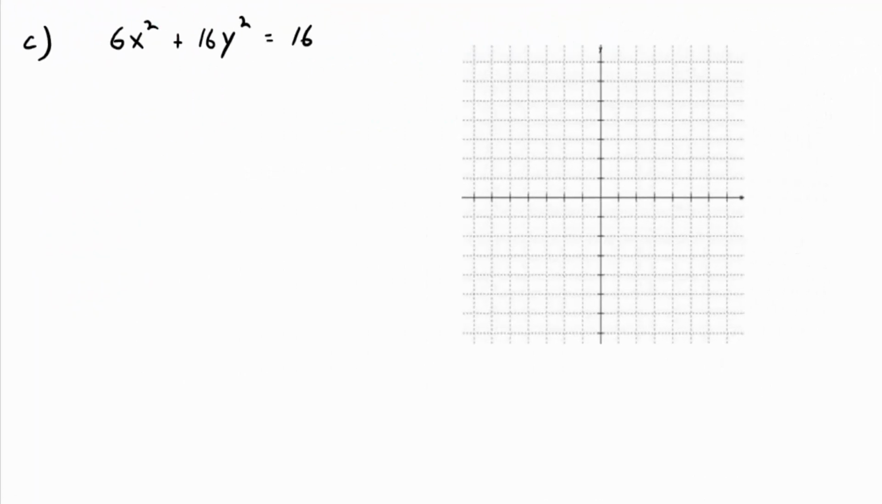I'll show you a trick. So same idea, right? We have 6x squared plus 16y squared equals 16. Not quite in standard form. So what would you do to get it in standard form? You need that 16 to be a 1, right?